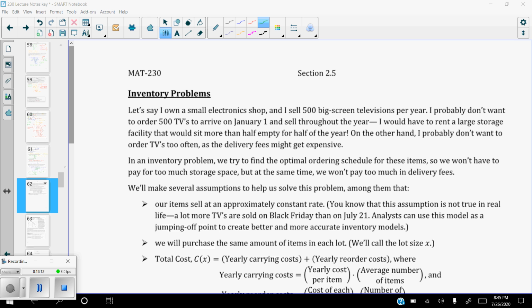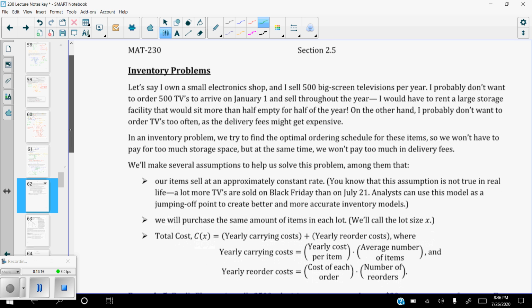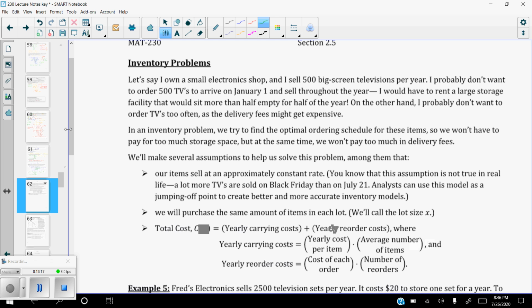So in a general inventory problem, and this is just a hypothetical situation, let's say I own a small electronics shop and I sell 500 big screen TVs per year. I probably don't want to order 500 TVs to all arrive on the same day, January 1st, and then sell them throughout the year, because I'd either have to rent a really large storage facility that would sit more than empty for half of the year.